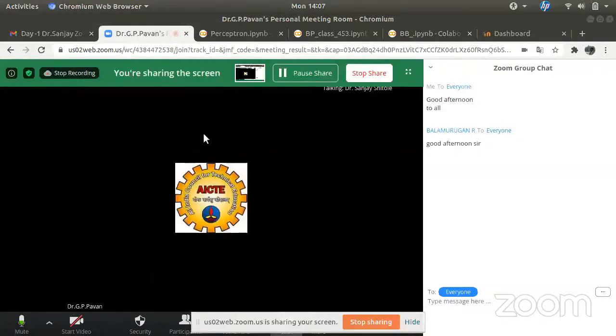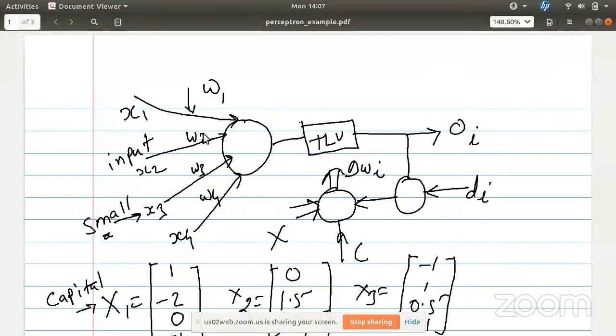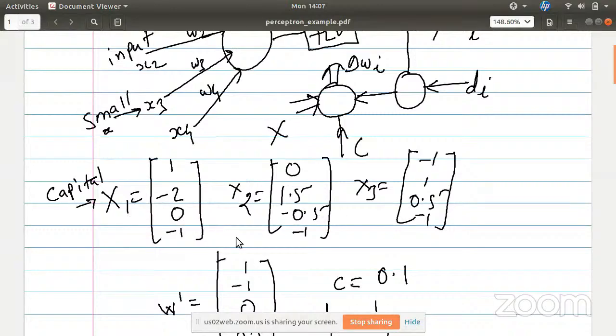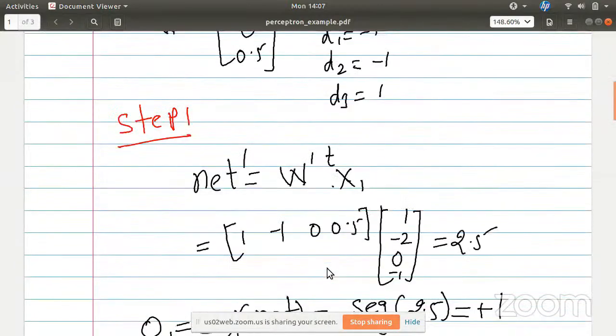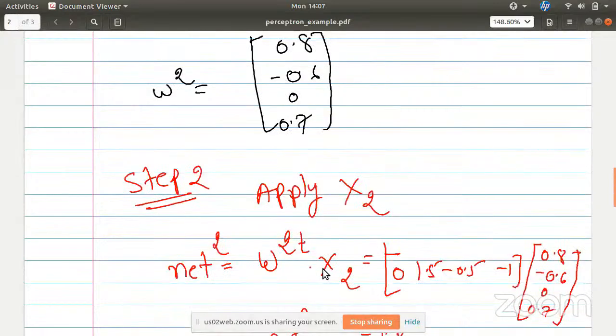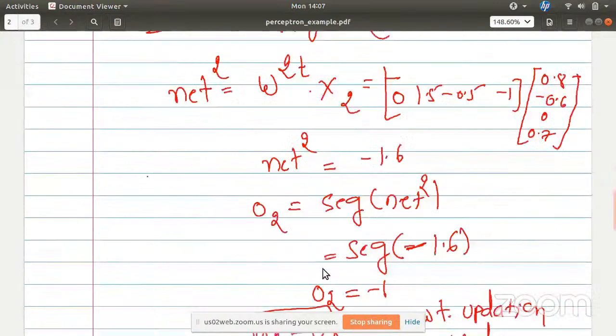Okay, so in the morning we discussed this perceptron learning algorithm, where three patterns were there, and the weight vector and all these things. On paper, you can do it up to 3 steps: step 1, step 2, step 3.